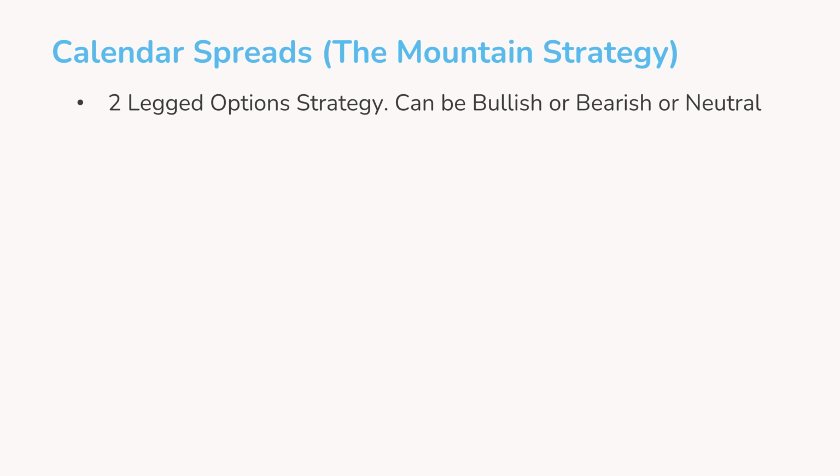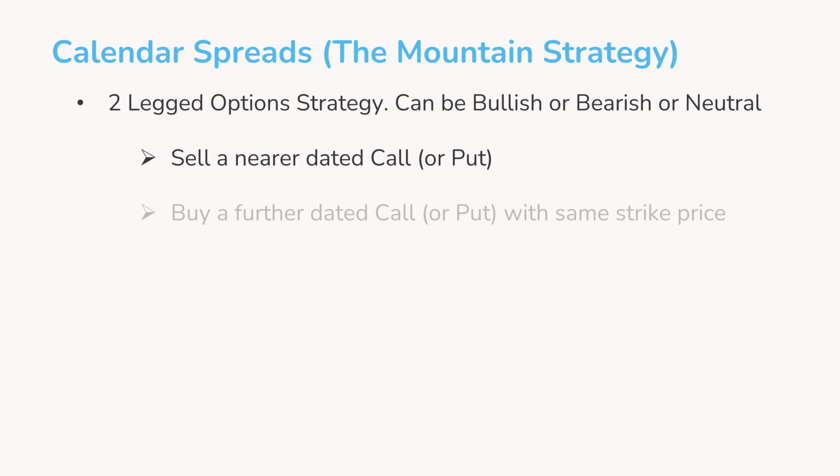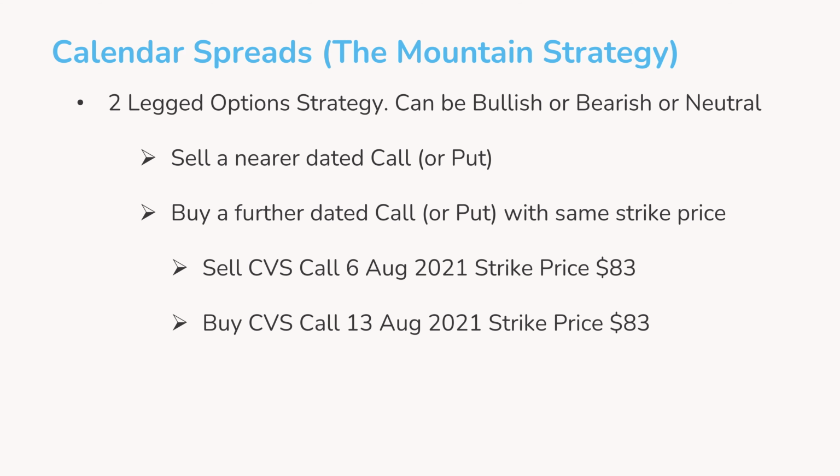To enter a calendar spread, you basically sell a nearer dated call or put option and at the same time buy another further dated call or put option with the exact same strike price. So let's say if I want to enter a calendar spread on CVS, I would sell the call that is expiring on the 6th of August, strike price of $83, and at the same time I will buy a call that is expiring on the 13th of August, strike price of $83 as well.